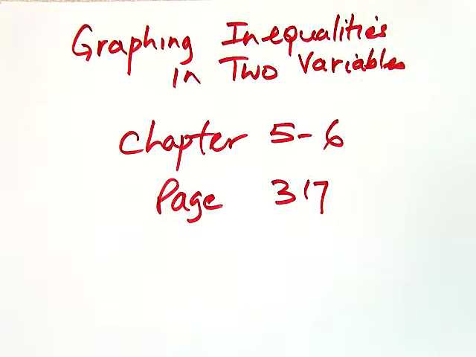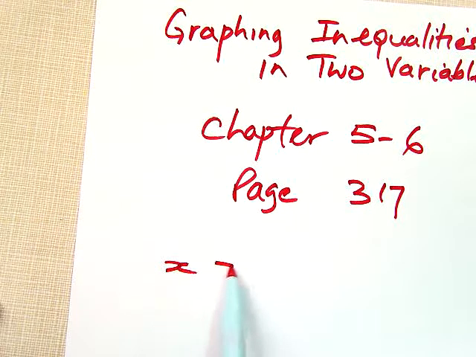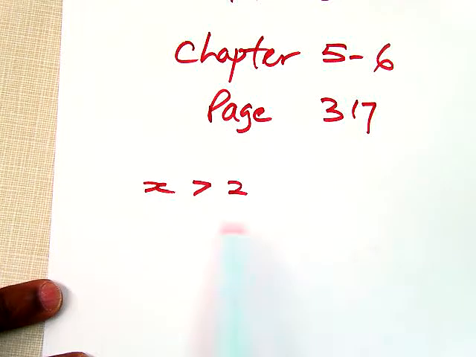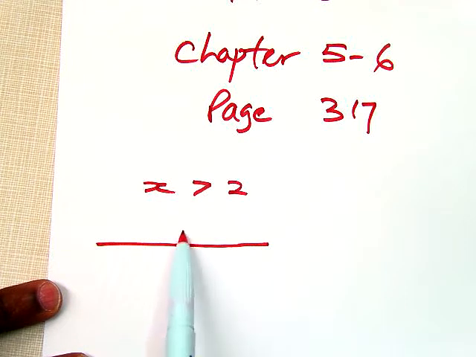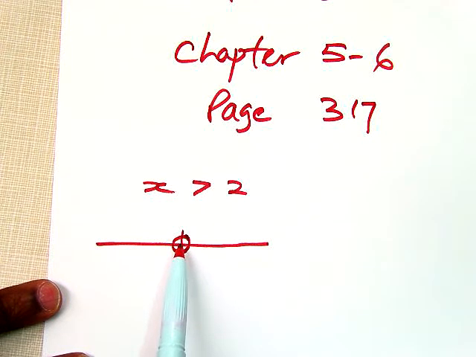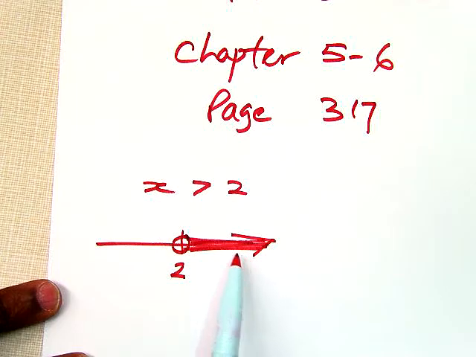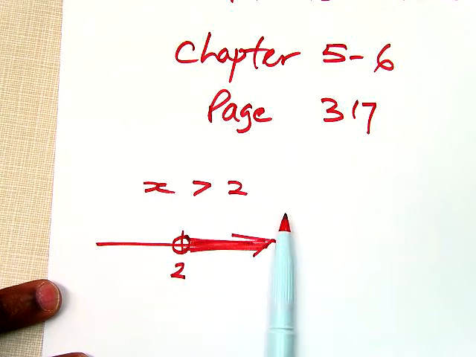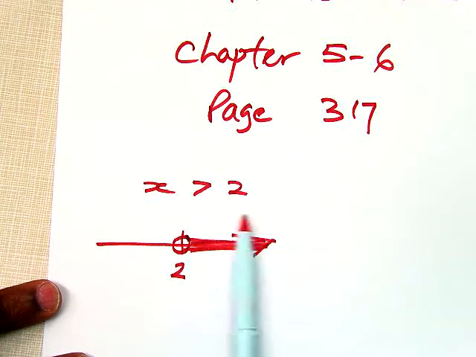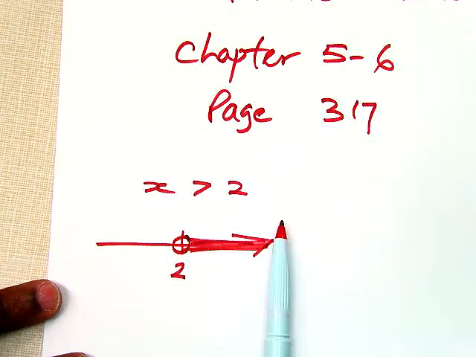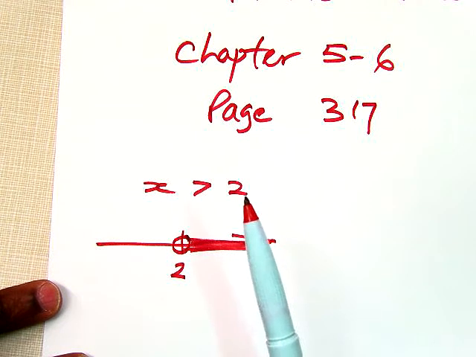If I asked you to graph x is greater than 2 and you were to do it on a number line, then you would find 2 on the number line. Because it's greater than, it's going to be an open circle, which means that 2 is not a part of the solution, it's everything above 2. So you do an open circle at 2, and then we shade to the right, which means everything above 2 would be part of the solution for this inequality.